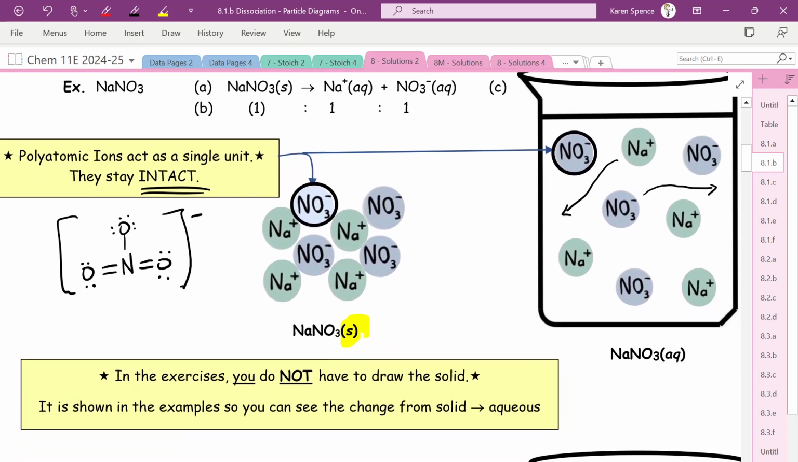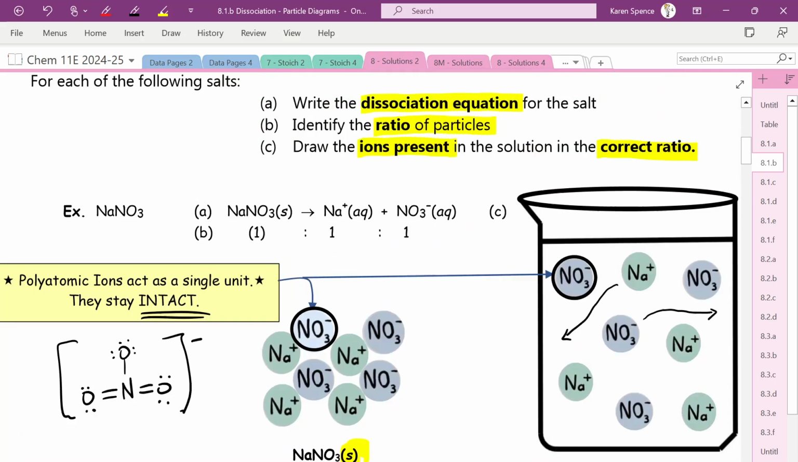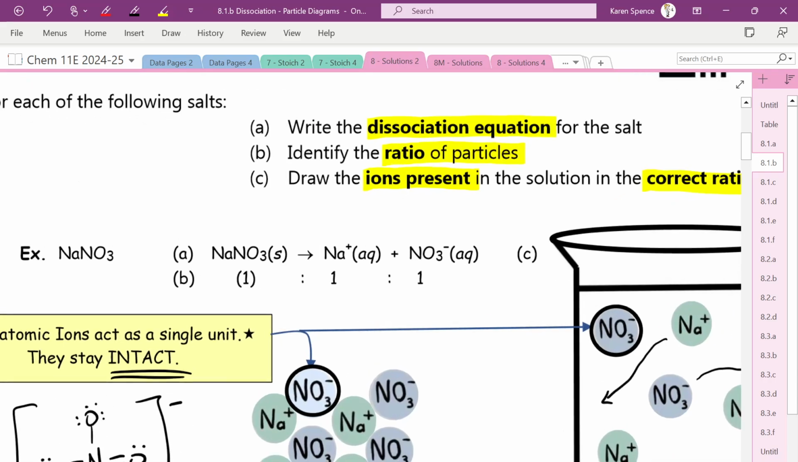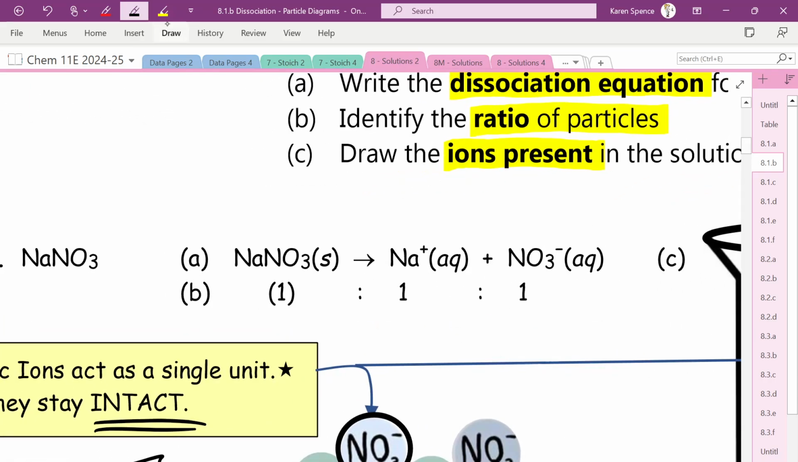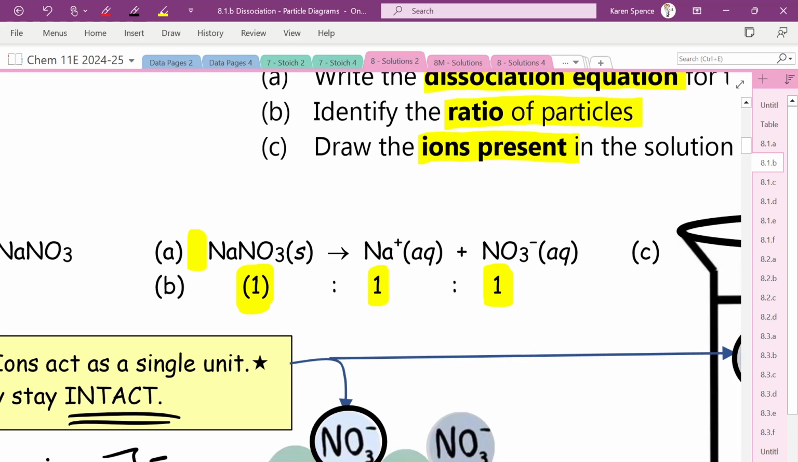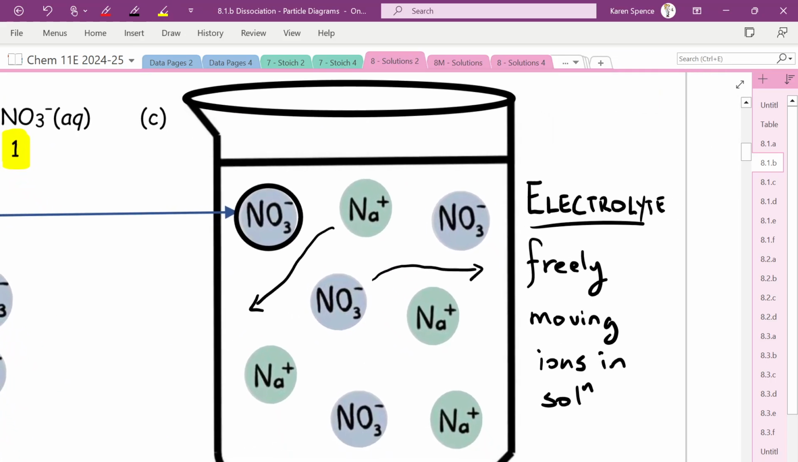Now, when you are doing these exercises, you do not need to draw the solid because it becomes a right pain when you don't have a 1-to-1 ratio, okay? Just before we move on to the next one, we're going to look at our 1-to-1 ratio. When we write our dissociation, we start with NaNO3 solid, and we have one of those. The coefficient is 1. And when it dissociates, we end up with Na+, we have one of those, and we have one nitrate. Yes? So in our beaker, we need to make sure that for every one sodium we draw, we also draw one nitrate.